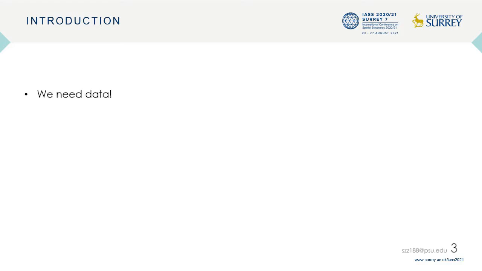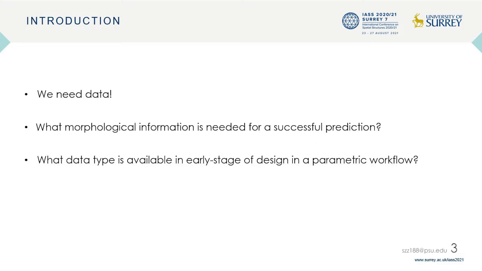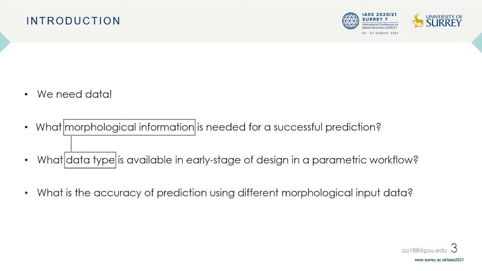We almost have parameters for training well-known deep learning architectures like language processing and face detection. Of course, they are still under development too, but in building design, the story is different. We need to know what data type and what morphological information is needed for achieving a good prediction. In every parametric design workflow like Grasshopper, what data type is accessible in the earliest stage of design, of course without a lot of effort? How accurate will the prediction be, and how can different parameters increase the accuracy? How are we going to do this?